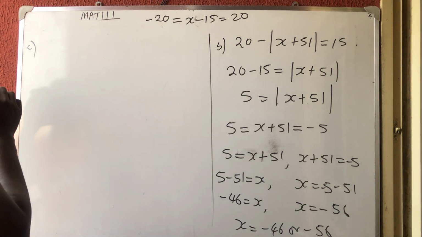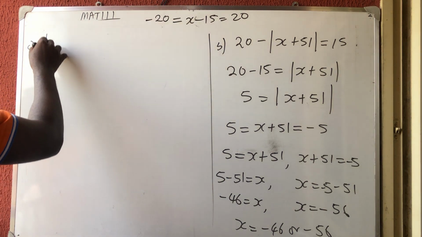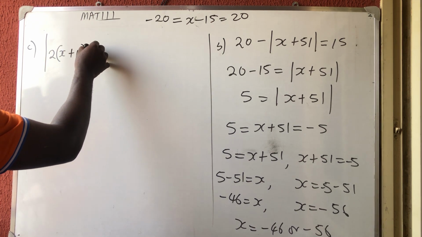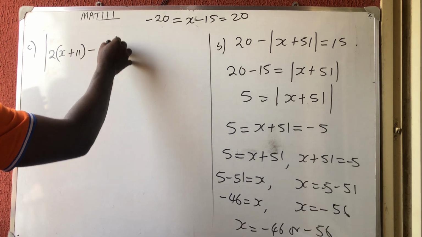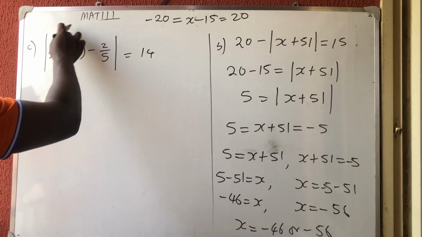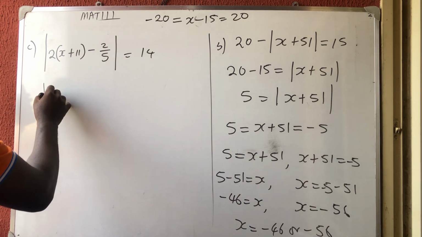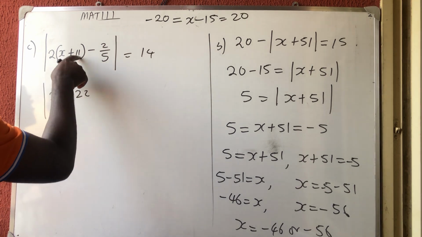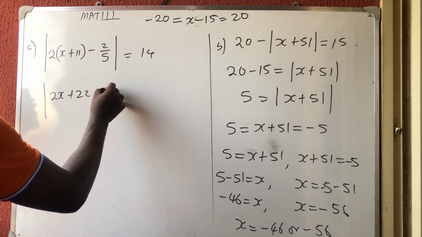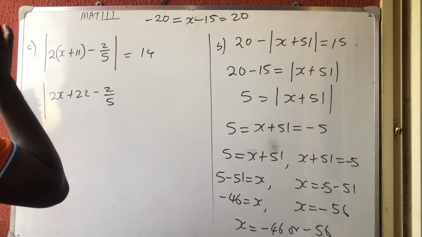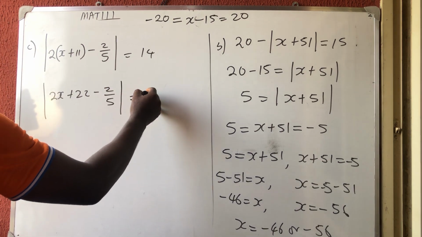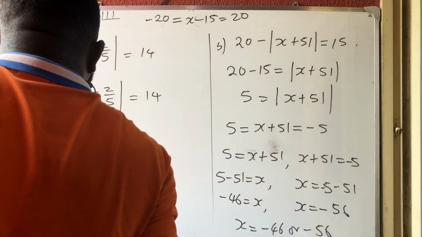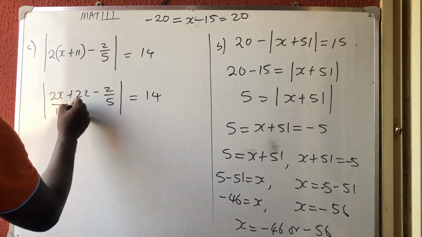So the C question said the absolute value of 2 in bracket of x plus 11 minus 2 over 5 is equal to 14. Work inside there first. So I'm having the absolute value of 2x plus 22. This time this 2x, this time this 22. Then you have the minus 2 over 5. Okay? Like this is equal to what? 14.